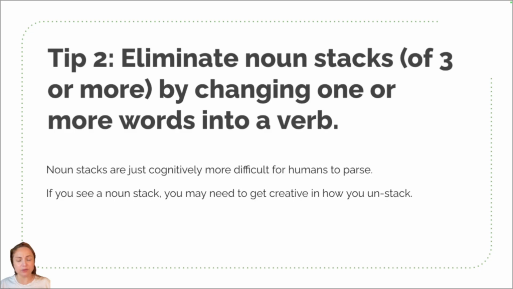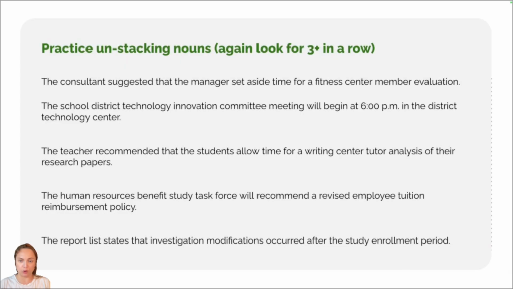So when you find a noun stack in your writing, how do you unstack it? Separate the noun stack into smaller phrases and then move them to different parts of the sentence. And grammatically, the way you would do this is by taking 1 or 2 of these nouns and then turning them either into an adjective, a describing word, or a verb, which is an action word. Let's take a look at a couple examples.